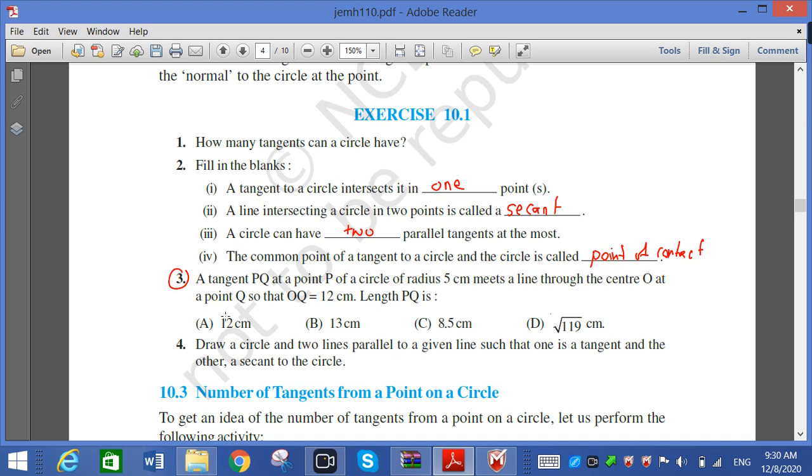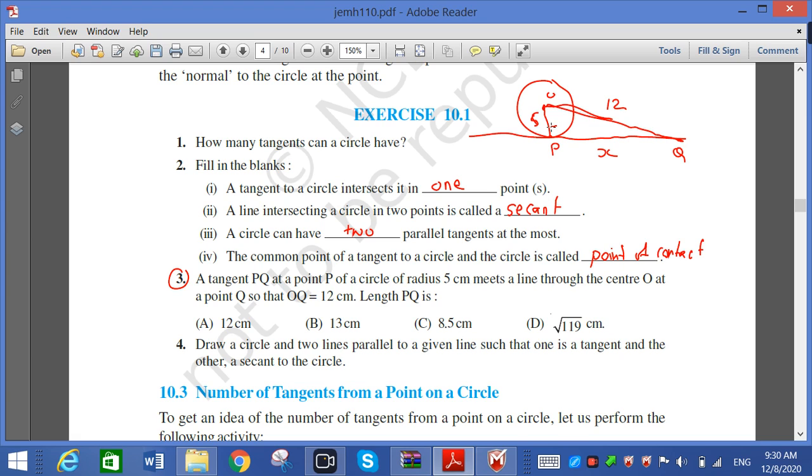Now question number 3. We have to draw one circle first. The tangent PQ at a point P of the circle of radius 5 meets a line through the center O at point Q. OQ is equal to 12. Then find the length of PQ.